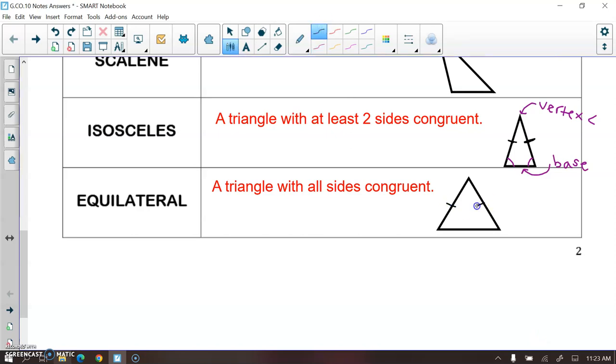Because an equilateral triangle, which has all three sides congruent, also has all three angles congruent. So that means all three angles are 60 degrees. All right, so now we're going to learn some theorems.